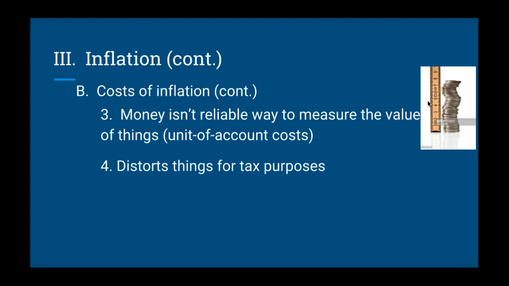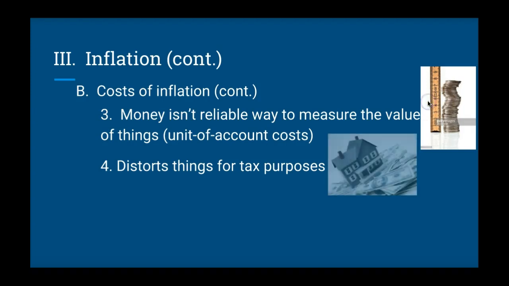The fourth cost of inflation is this idea of tax purposes. For tax purposes, it's going to distort the profit. So I'll give you an example. This is in the case of a house. Okay, your parents buy a house. Let's say your parents buy a $250,000 house.